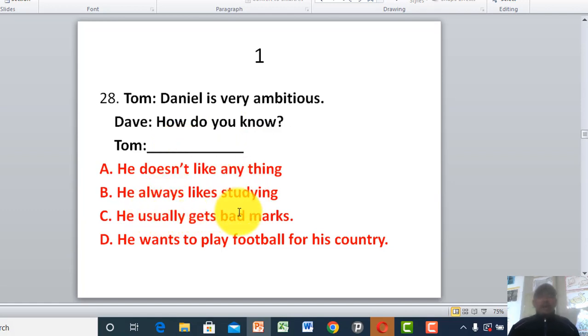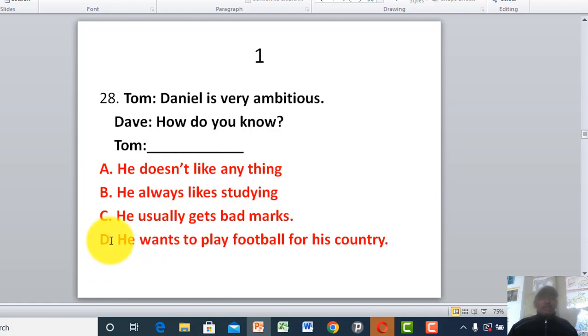He usually gets bad marks. No. He wants to play football for his country. Ambitious, it means. He wants to be a footballer, a well-known or a popular football player. He has a great ambition, or Daniel is an ambitious man. Why? Because he wants to play football, or he wants to be a long distance runner.